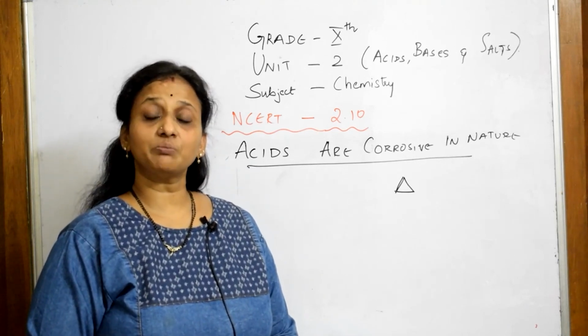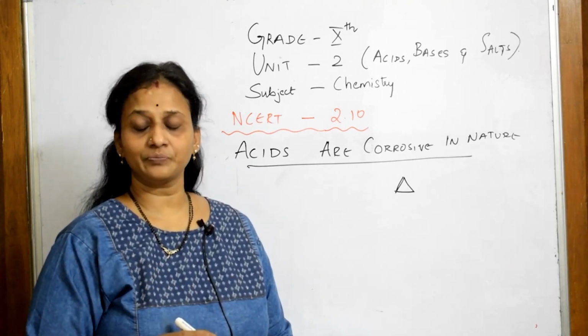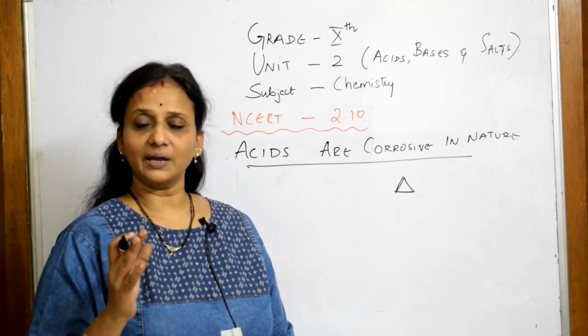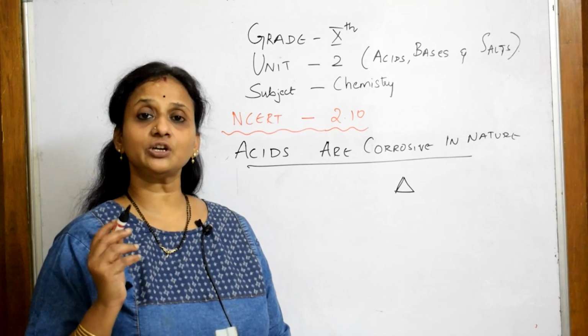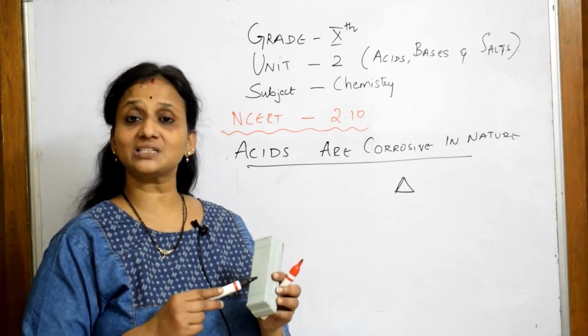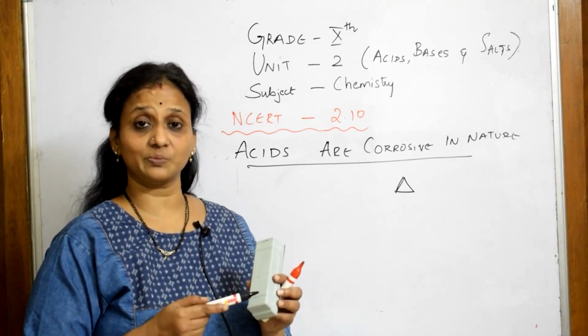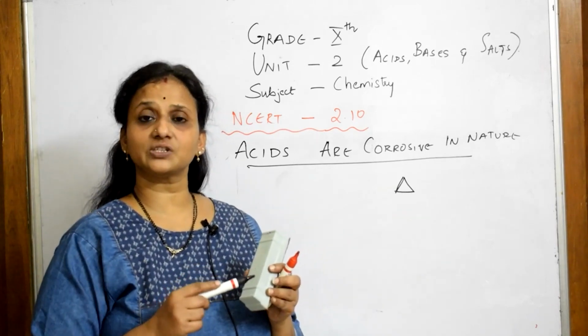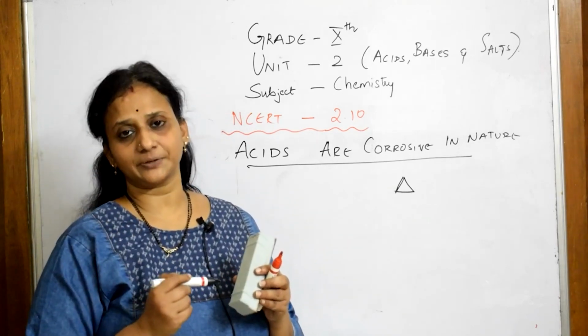So you need to remember: wearing a lab coat is one, holding the test tubes with the test tube holder is two. And point number three, whenever you are using an acid bottle, as well as a base bottle, strong bases also, you need to see whether there is any red corrosive or hazardous symbol on it.